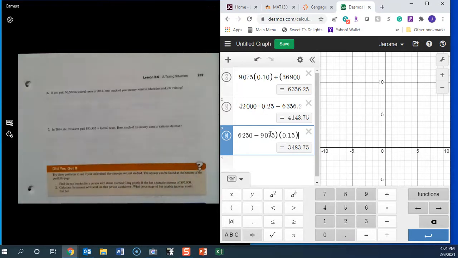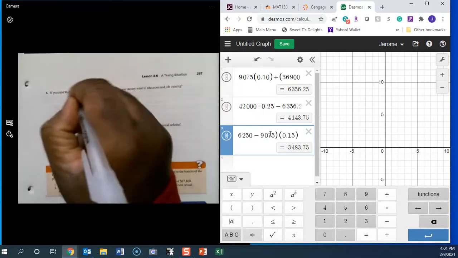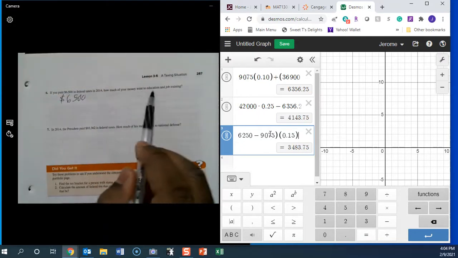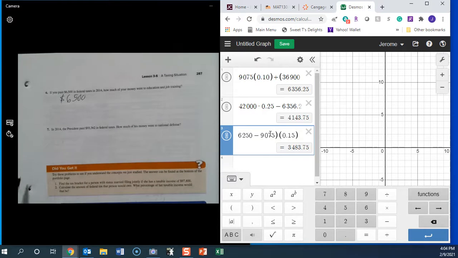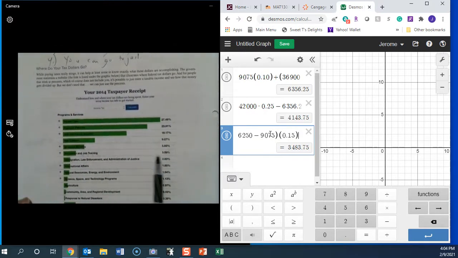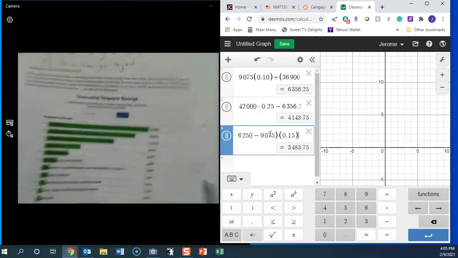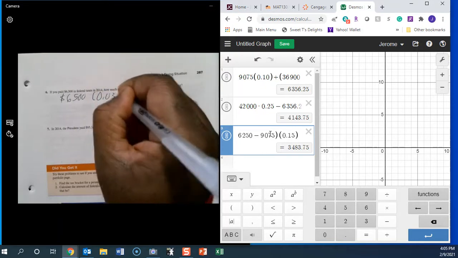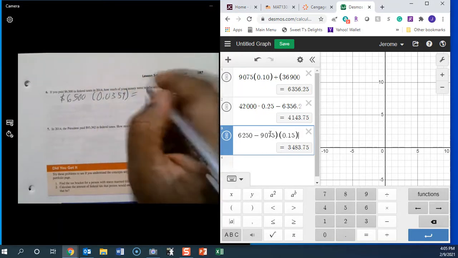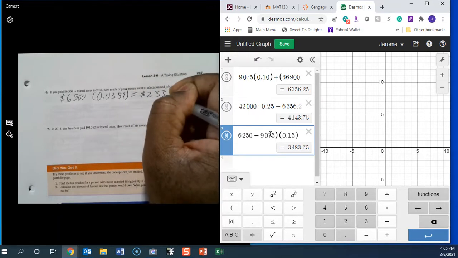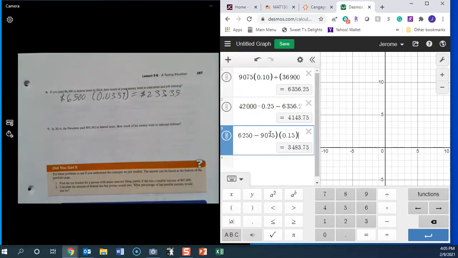Okay, so said you paid $6,500 in federal taxes. How much of your money went to education and job training? Okay, so education and job training is 3.59%. So it'll be multiplied by 0.0359. When you put that in your calculator, $233.35 of your tax goes to education and job training.